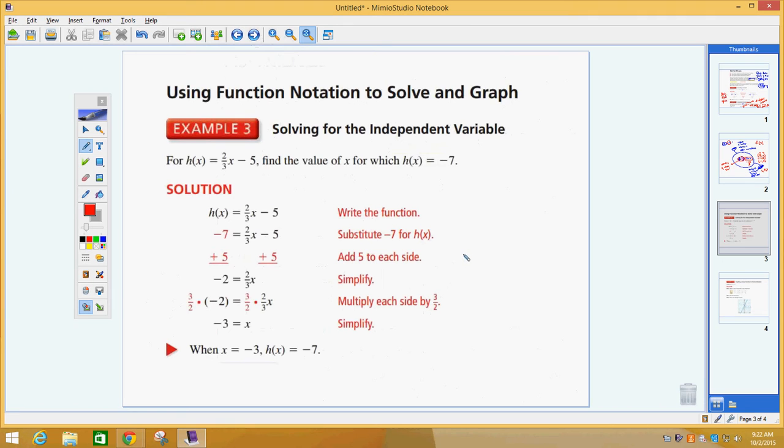Let's look at some more examples. Example 3 in your textbook says, using function notation to solve and graph. Solving for the independent variable. Well, the independent variable, remember, that's the one that's inside the parentheses, so that's x. We're solving for x.